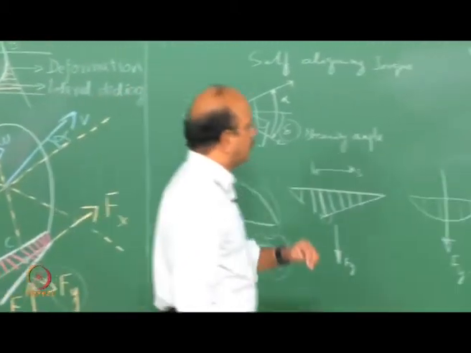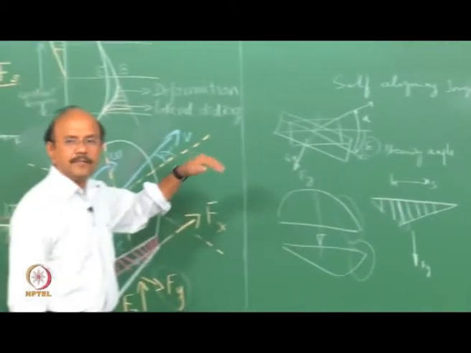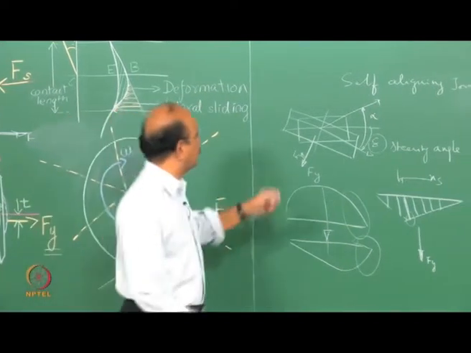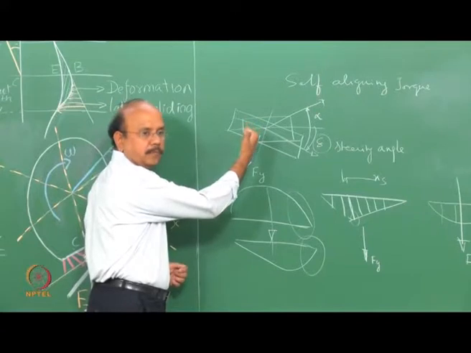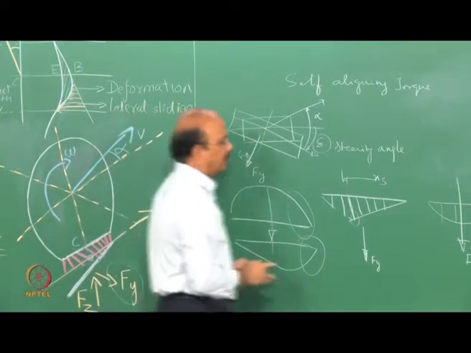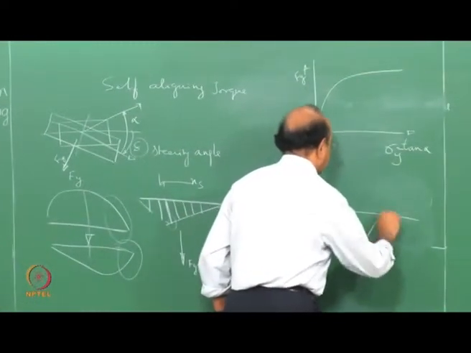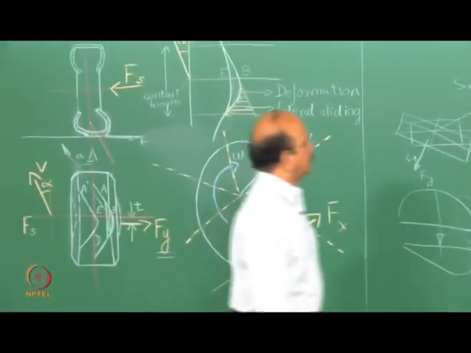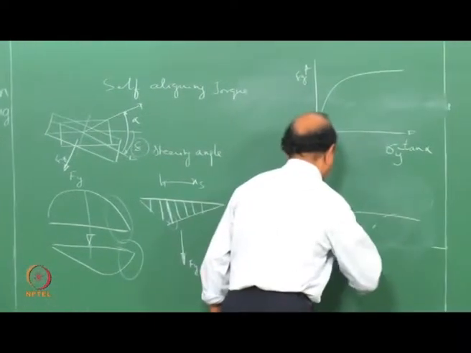So we'll come back here, and usually the minus sign is what is used, because Z is in this direction, but actually the M is in that direction. So this being positive, that being negative, usually it is plotted like this. So it should be something like this.